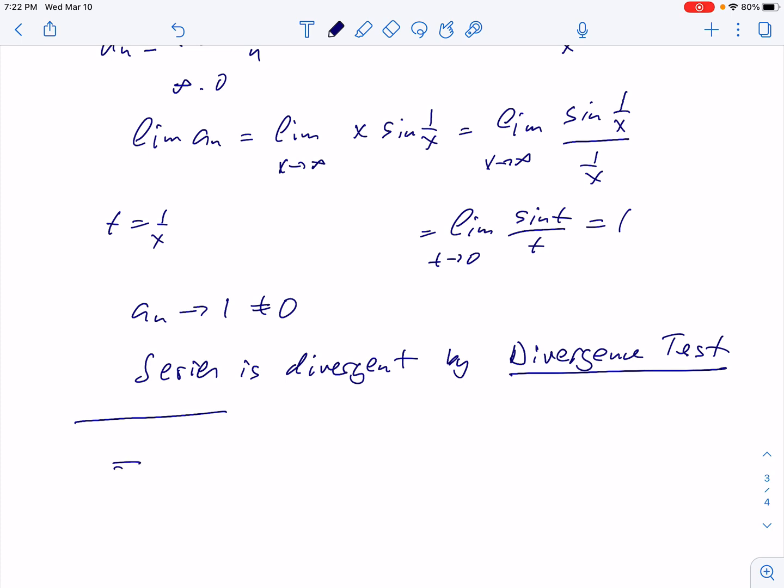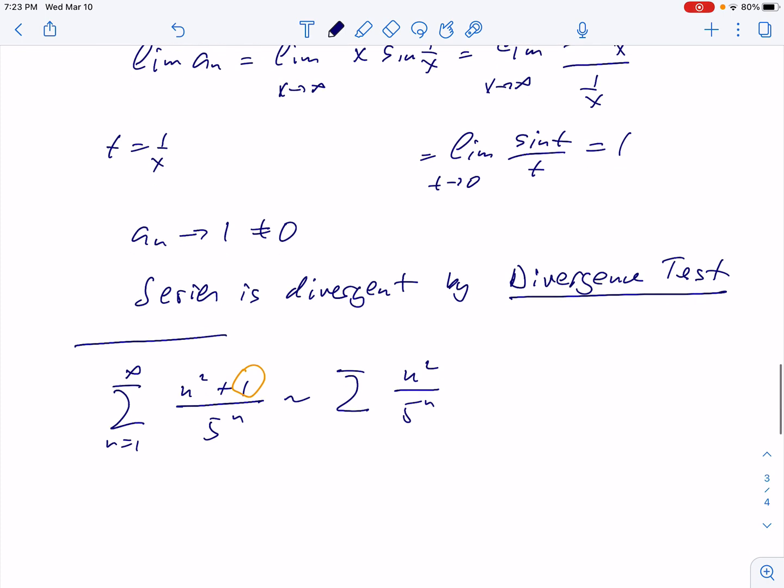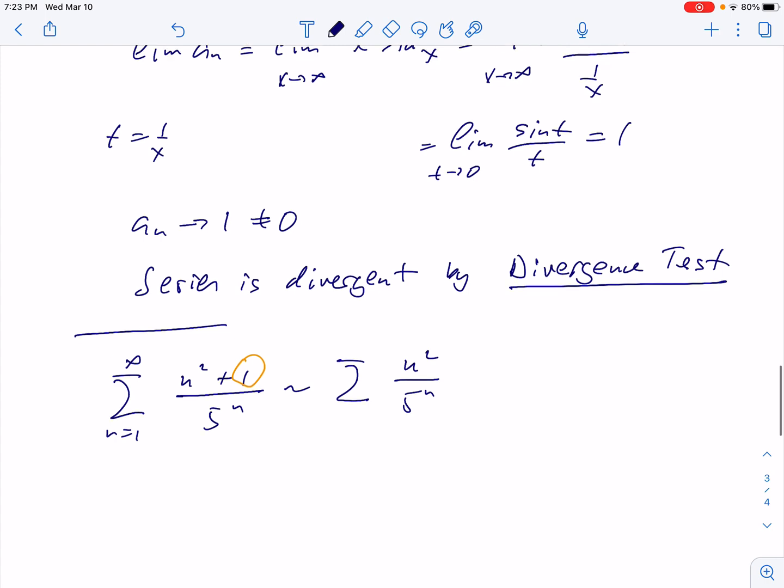Moving further, here is the next example. Series, here n squared plus 1 on top, 5 power n below, n from 1 to infinity. Well, we have seen something similar above. We can drop this constant 1 and use comparison test. We can compare to the similar series n squared over 5 power n. We have power function, exponential function, and the previous example shows that ratio test will be most appropriate.